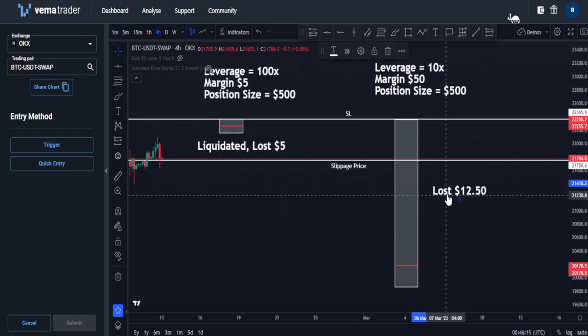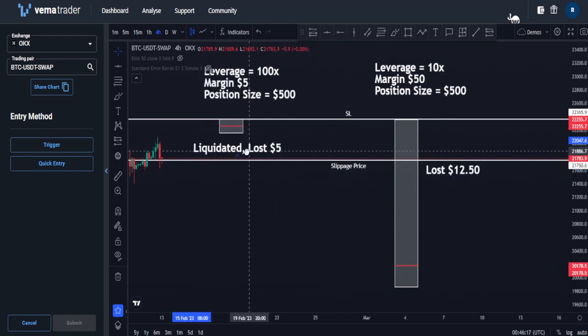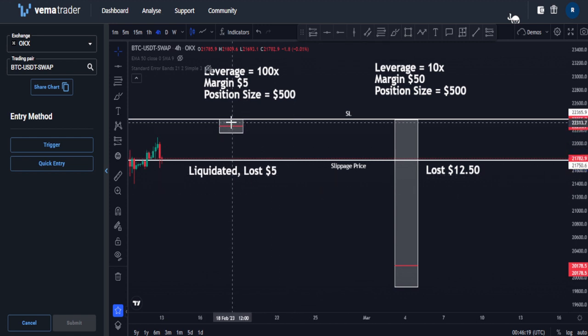Now, it's one of those things, right? How do you decide whether to use high or low leverage? Because you don't know where slippage is going to occur. Because this is the thing with slippage, right? You don't know it's going to occur. You can always sort of suspect it, but you don't know for sure it's going to occur.